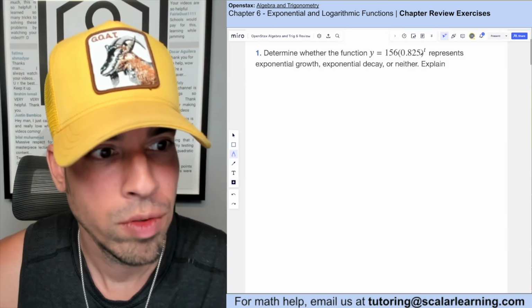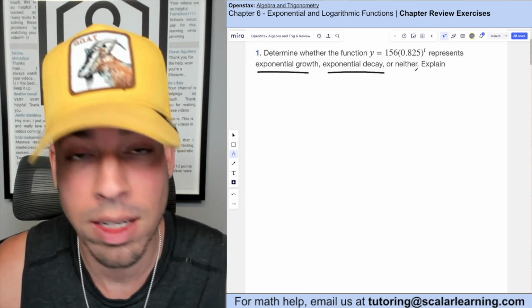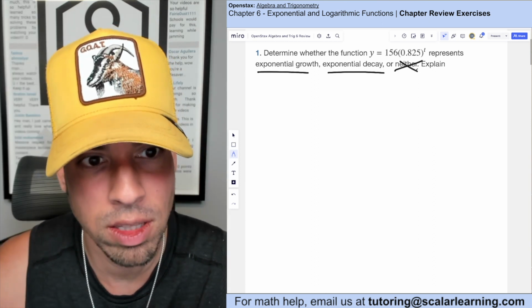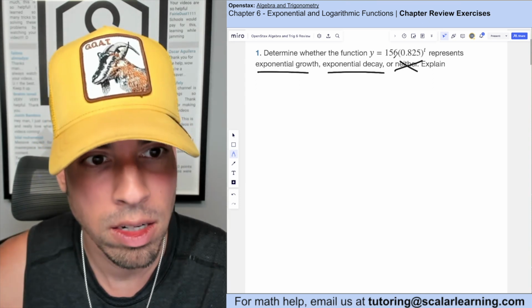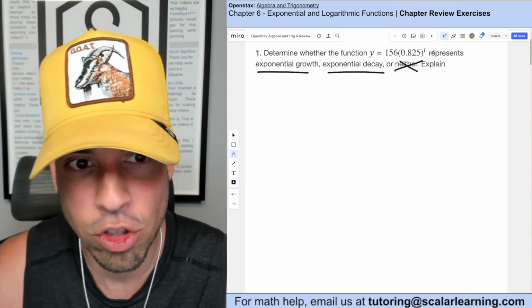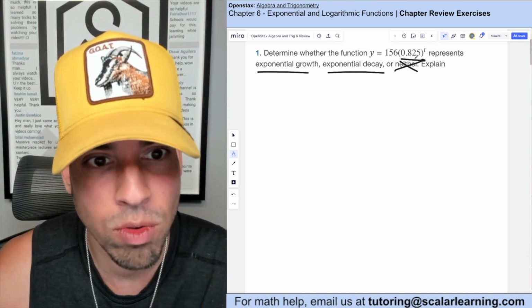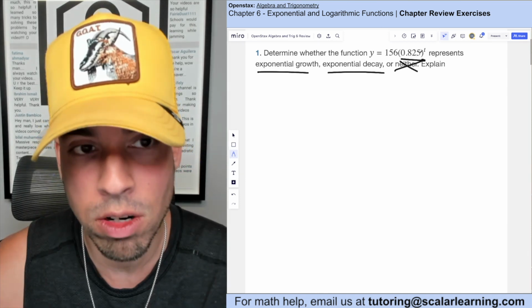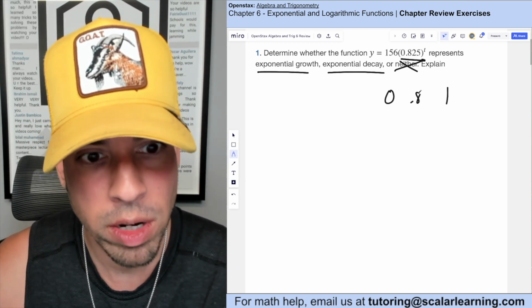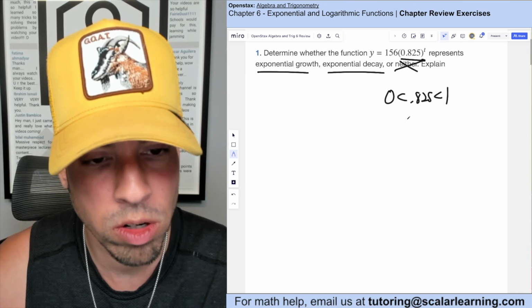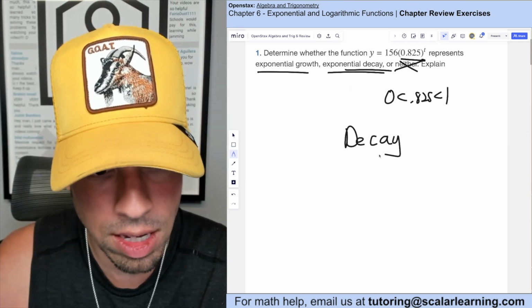Let's do it. So for this one, it says determine whether this represents exponential growth or exponential decay. Now, it is one of the two. It's not neither in this case, because we got a constant raised to an exponent, and there's that nice constant in front, which is the initial value. So the question is, is this decay or growth? Now, because this value in the parentheses that's being raised to the variable is between 0 and 1, right? So 0.825 is less than 1, greater than 0. Because of that, this is going to be exponential decay. That's how you do it.